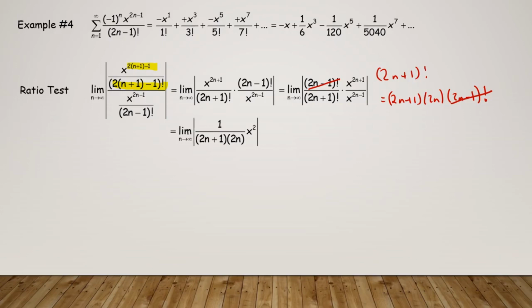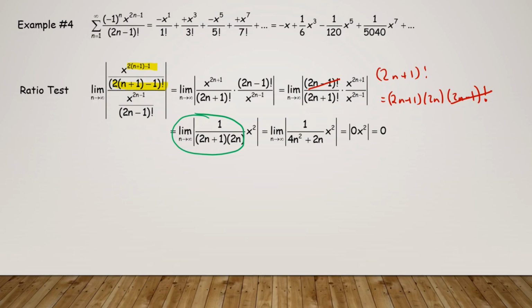Now, when you simplify x to the 2n plus 1 over x to the 2n minus 1, you get x squared. Now, you might think this has some relevance, but in this particular case it does not, because when we examine what happens with the limit as n approaches infinity, you will realize that our degree on top is 0, but our degree in the denominator is 2. And therefore, that's going to produce a limit of 0. And 0 times x squared is going to produce a value of 0.